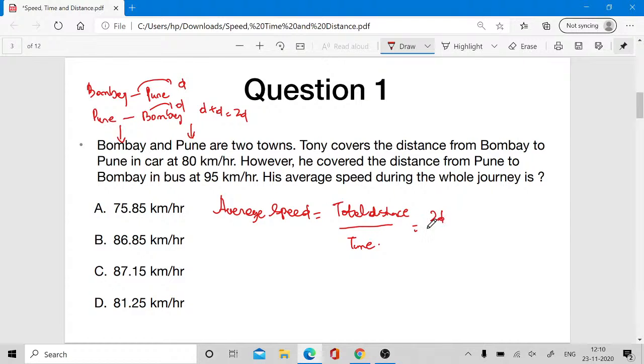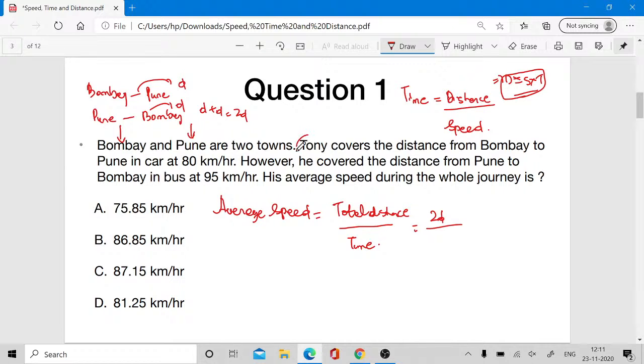So 2d. And what is time equal to? Always remember this formula: time is equal to distance divided by speed, or vice versa, distance is equal to speed into time. Always remember this fundamental formula while solving time, speed and distance problems.